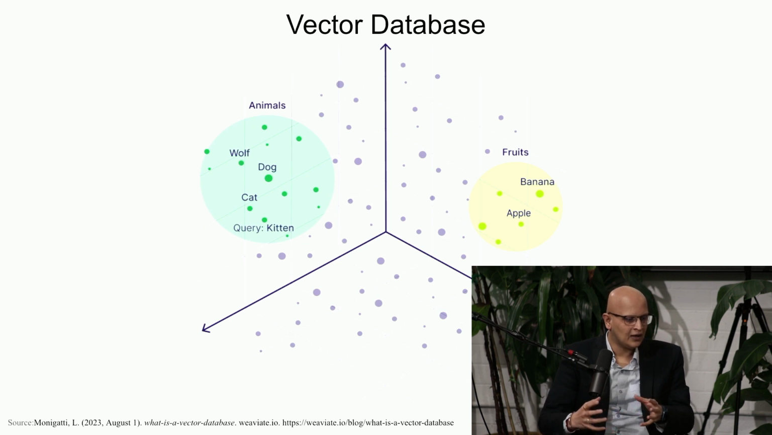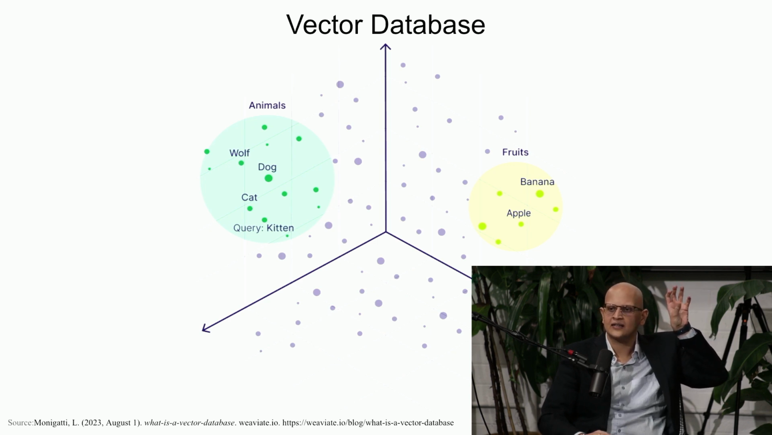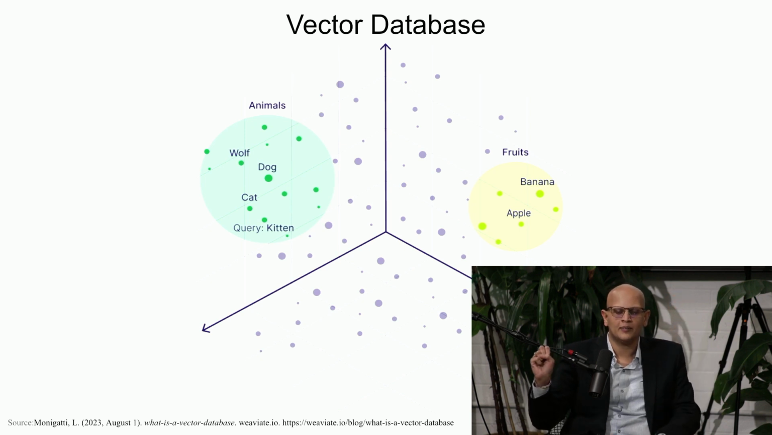Basically, as you can see in this example, all the animals, wolf, dog, cat, you can cluster them into a certain space. And the fruits, which are apple, banana, grapes, whatever, they are clustered into certain space. And then you can make a semantic relationship between those points, saying that these samples belong to this category.